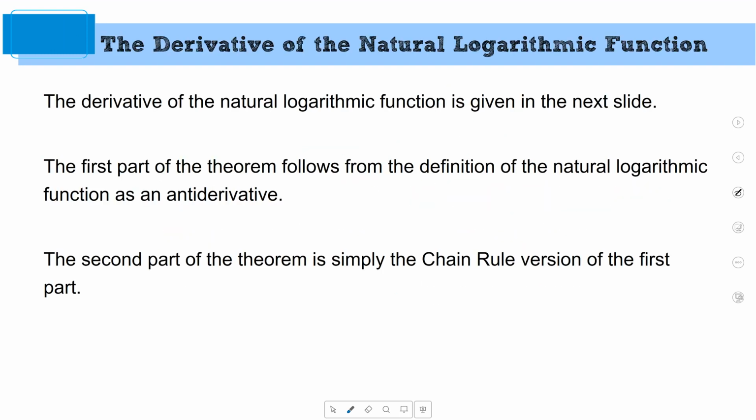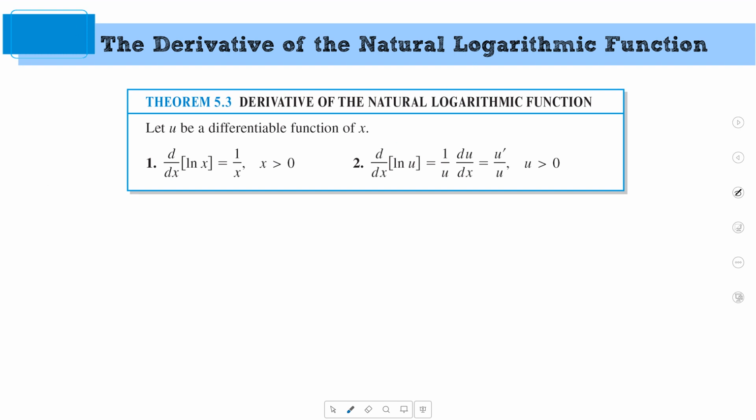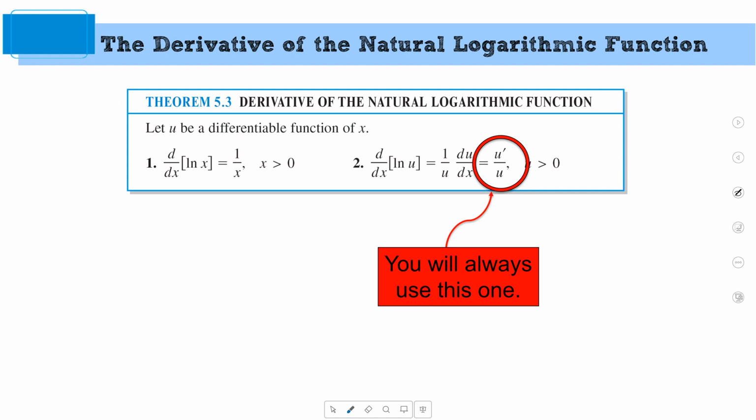Having done all that, we get to this nice little slide that gives you both scenarios. You're going to use number 2 99% of the time. And in fact, I would say you're going to use number 2 100% of the time, because if 1 over x comes up, you're smart enough to know that the derivative of x is 1. That's what you want. U prime over u. What's the derivative of natural log of u? U prime over u.